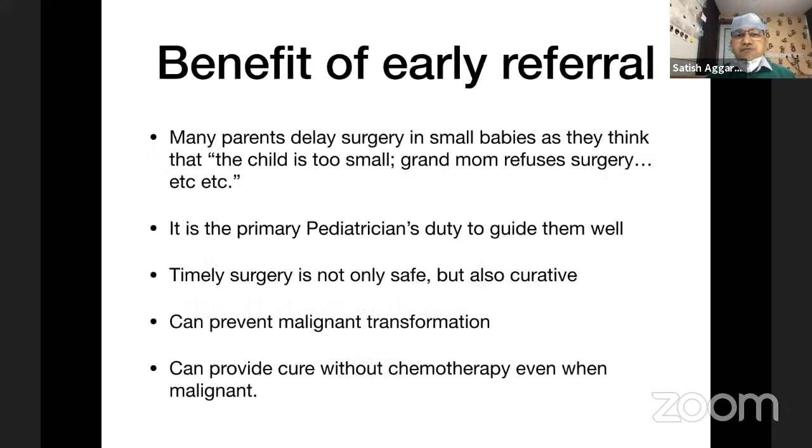So what are the benefits of early referral? Many parents delay surgery in small babies as they think that the child is too small, and the grandmom refuses surgery because the child is too small. Now, as a primary pediatrician, it's your duty to guide them well, telling them that age is not a restriction. In fact, the sooner they go for surgery or for definitive therapy, the better are the chances of cure. And early surgery and early treatment can prevent malignant transformation. And sometimes we can provide cure without chemotherapy, even when the lesion is a malignant one.